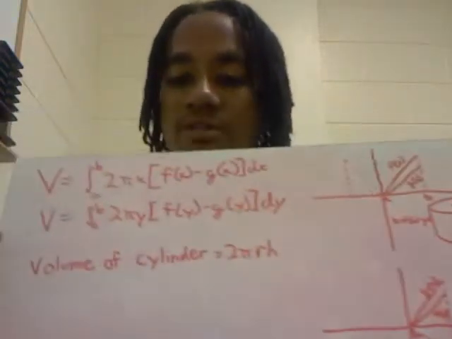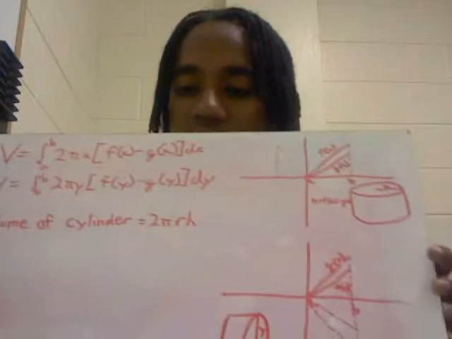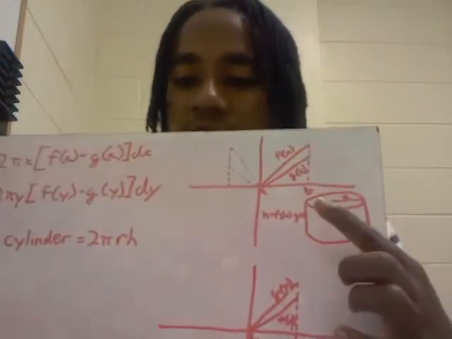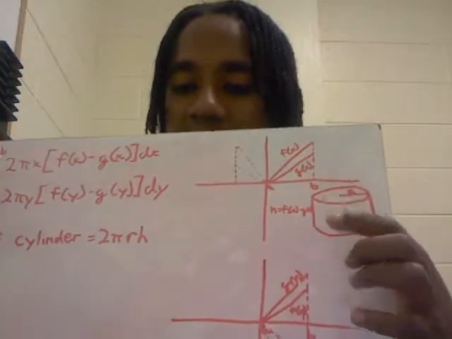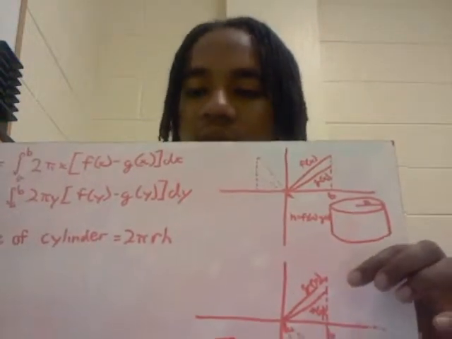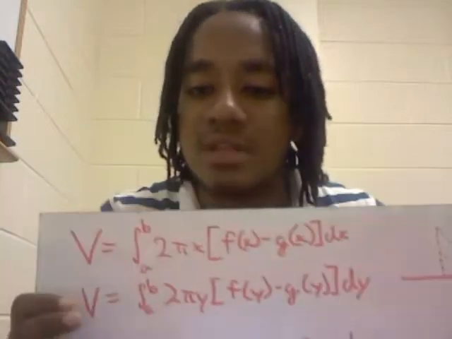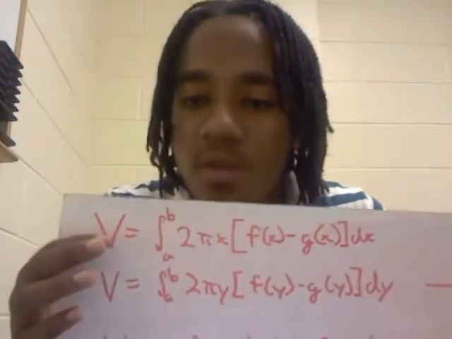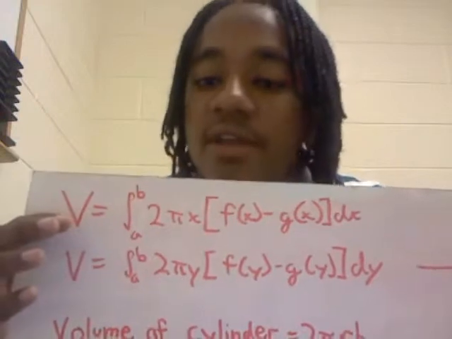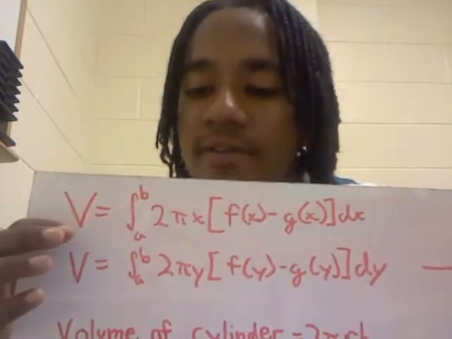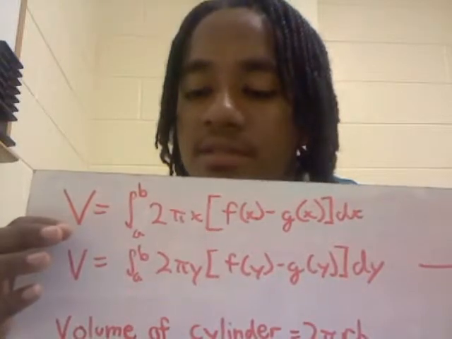To decide which version of the shell method to use, you must first find out whether you will be revolving around the y-axis or the x-axis. When revolved around the y-axis, you must use the dx form, which is going to be the integral from a to b of 2 pi x times f of x minus g of x dx.